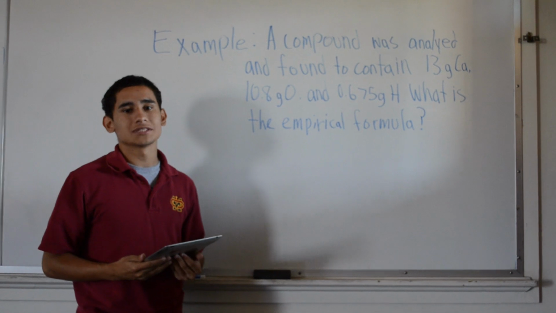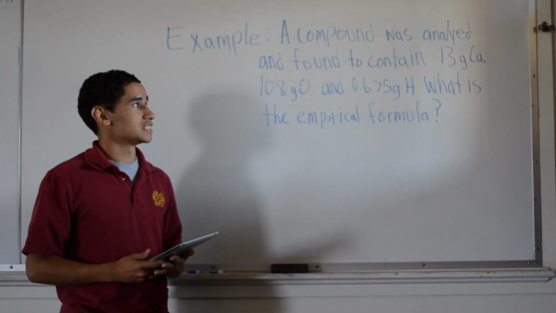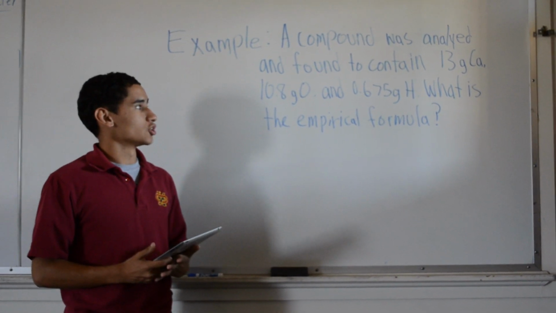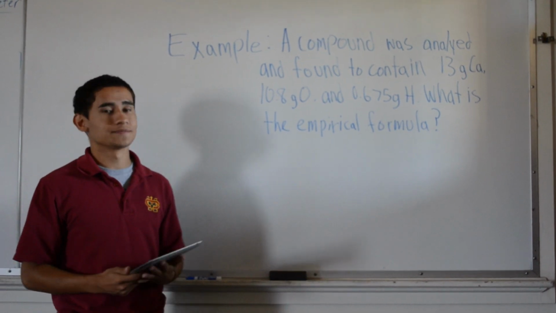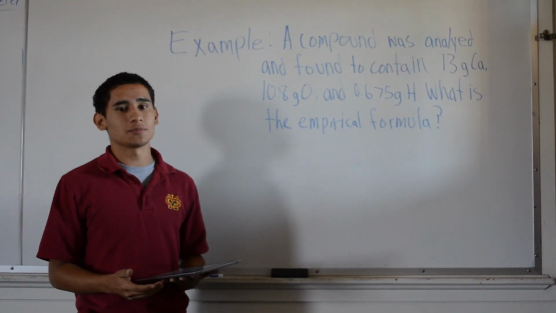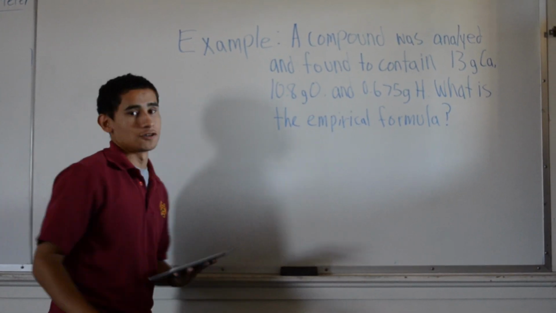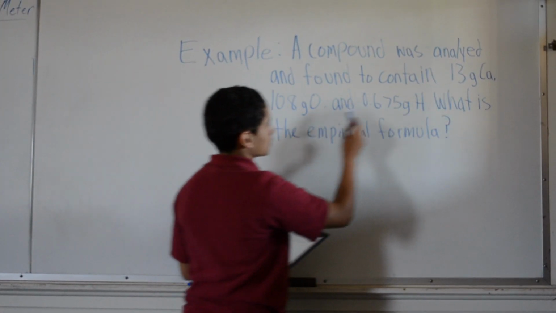A compound was analyzed and found to contain 13 grams of Ca, 10.8 grams of O, and 0.675 grams of H. What is the empirical formula? We're going to follow these 4 steps that were given before. First step is take what is given to you in the problem.